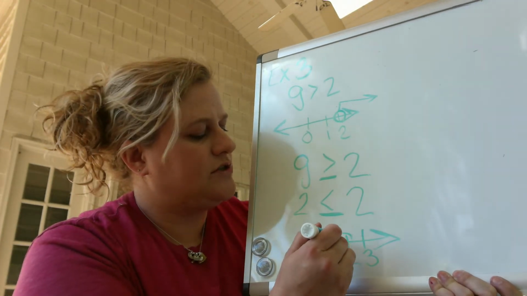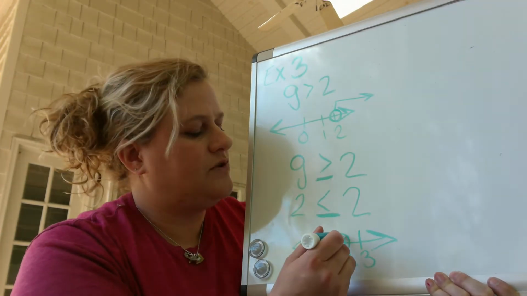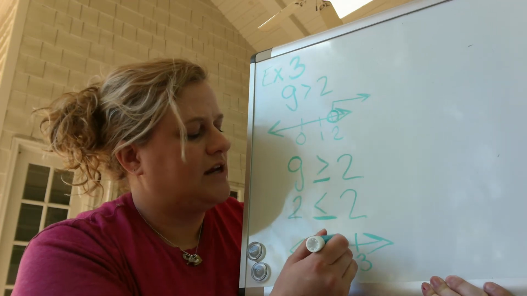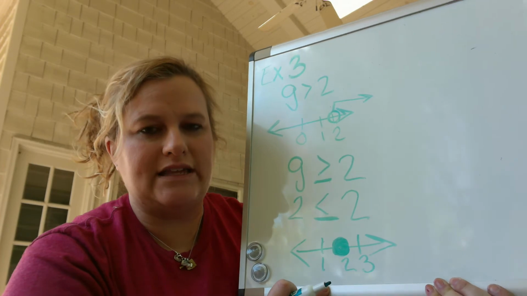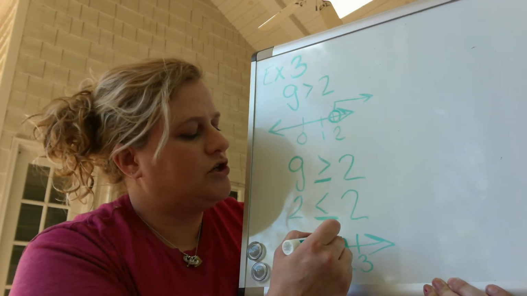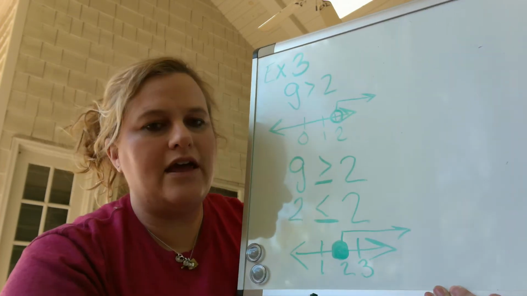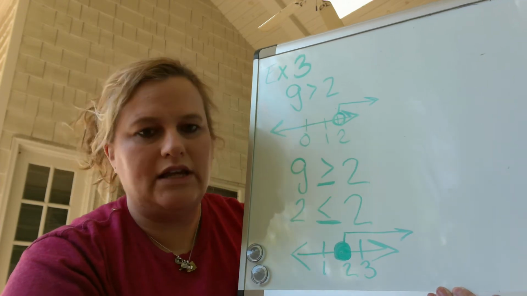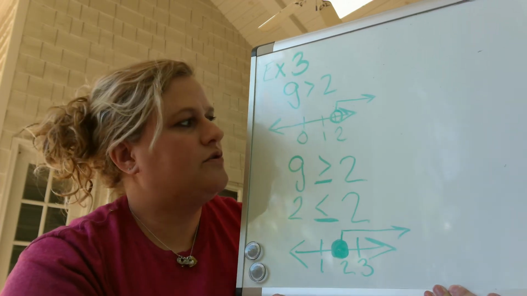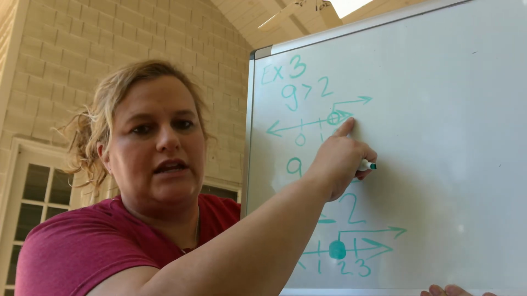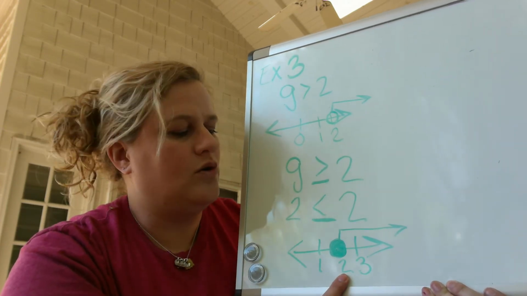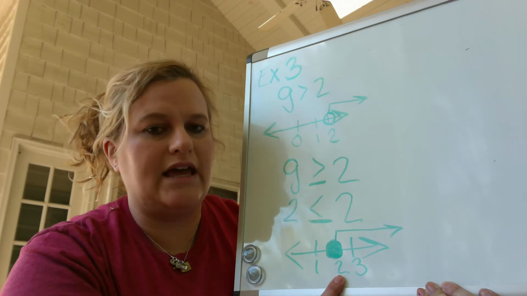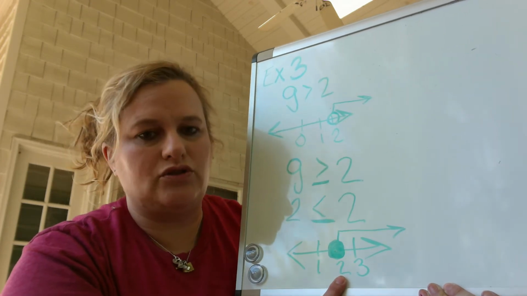Now I would do a circle at 2, but I would fill it in to show that 2 is included in the solution set. So 2 and every number greater than 2 is included. So if it's not a solution, it's an open circle. If it would be a solution or included in the solution set, then it is a closed circle.